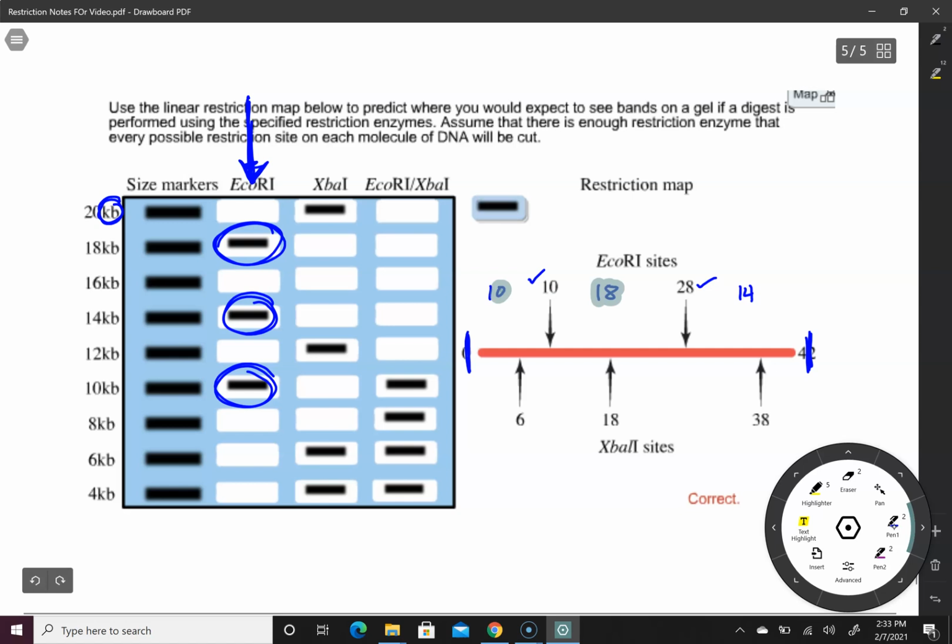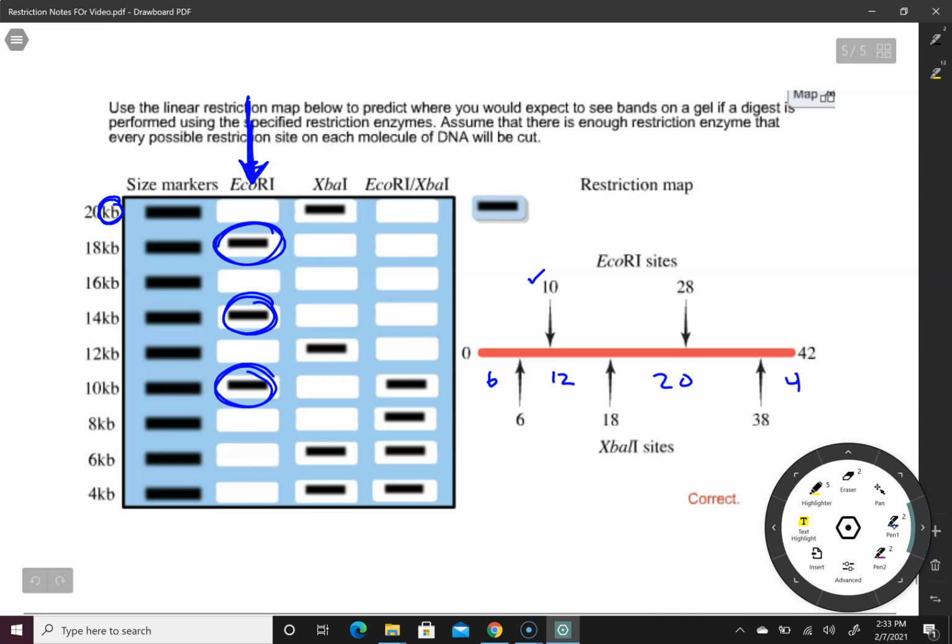Well, what if I did not use Eco R1? So I get rid of all that. What if I used XBA L1? All right. Well, this makes 3 cuts. How big is each cut? I don't know. This piece is 6. This piece is 12. This piece is 20, and this piece is 4.